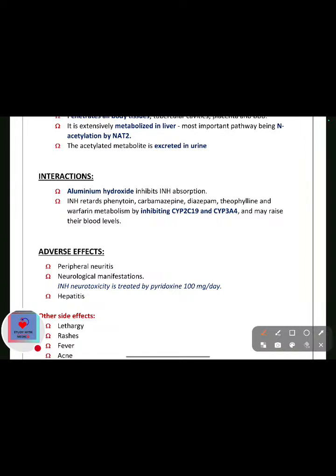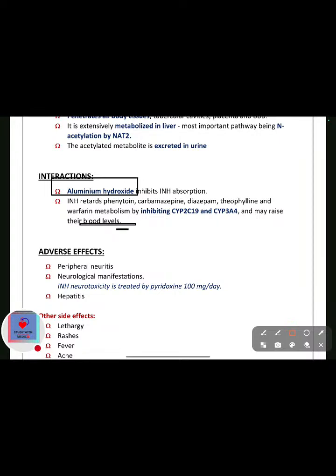Interaction: aluminum hydroxide inhibits INH absorption. People usually take aluminum hydroxide for acidity, and if it is there, it will interfere with and inhibit the absorption. INH also retards the metabolism of phenytoin, diazepam, theophylline, and warfarin by inhibiting it, and may raise their blood levels.